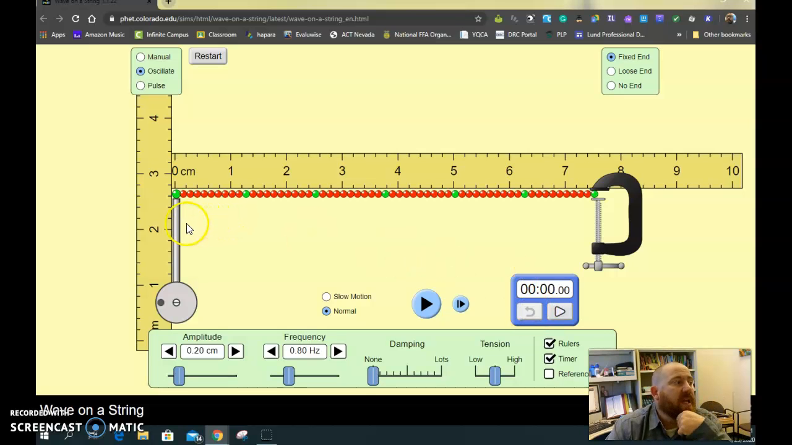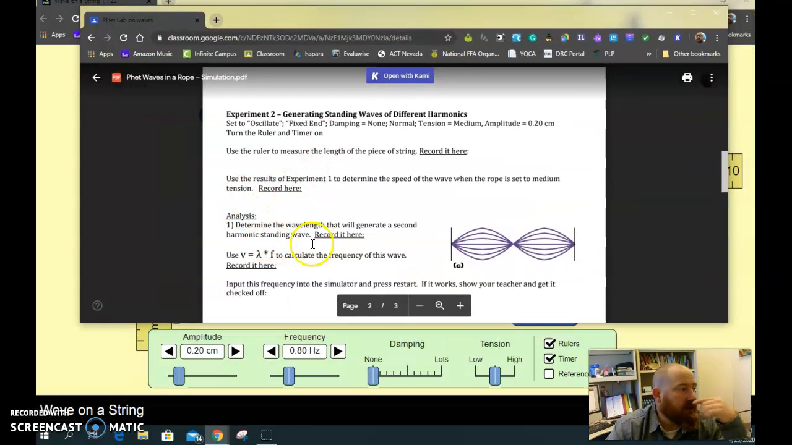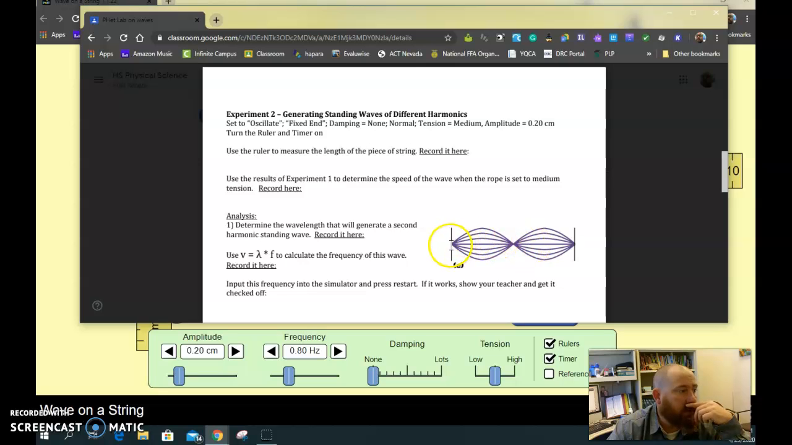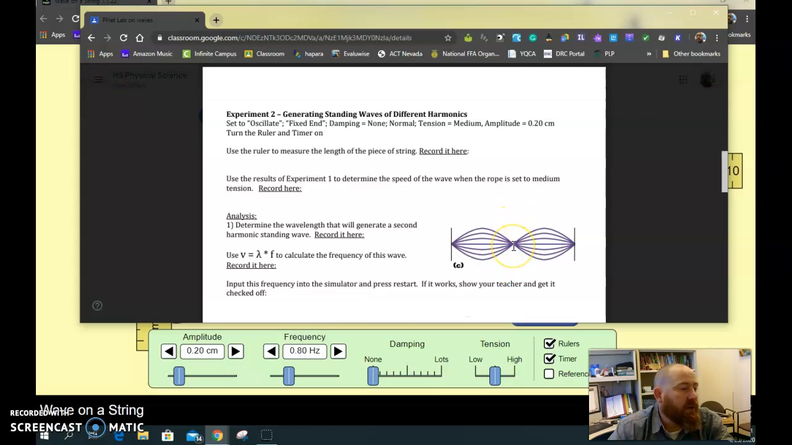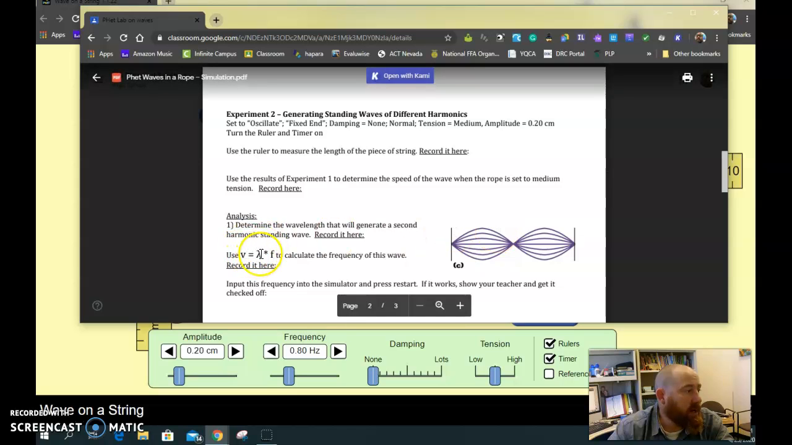Okay. So what it's asking you to do here is to determine the wavelength that will generate a second wavelength. So we're going to measure the string here. That string is, I said it was 7.6 centimeters. So if we want two wavelengths in that string, we would have to divide that by 2. So if I took 7.6 and I divide it by 2, I get down to 3.8. 3.8 is my wavelength. So my wavelength is my lambda. So lambda right here is 3.8.